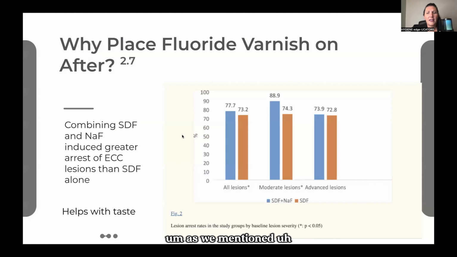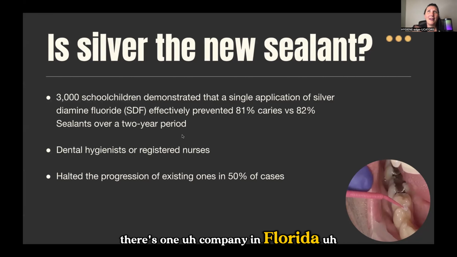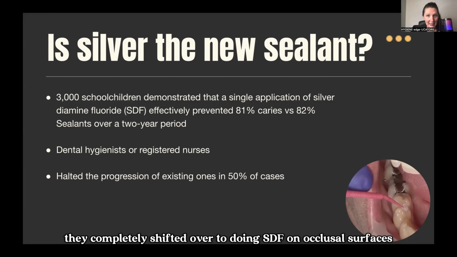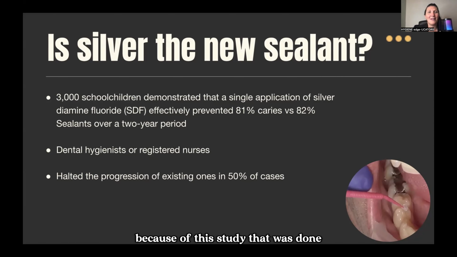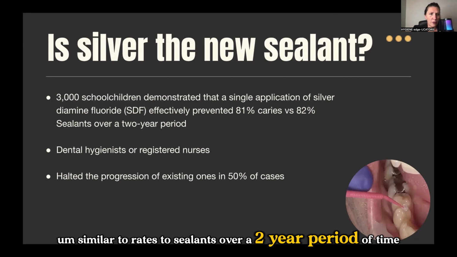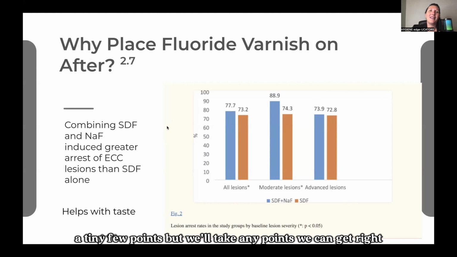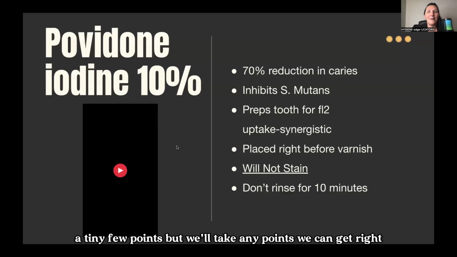As we mentioned, there's one company in Florida, they're a school-based program, and instead of sealants, they completely shifted over to doing SDF on occlusal surfaces because of this study that showed that it prevented caries 81%, similar to rates of sealants over a 2-year period of time, which I thought was interesting. And we always place the fluoride varnish over SDF because it does get a greater amount of remineralization, a tiny few points, but we'll take any points we can get, right?